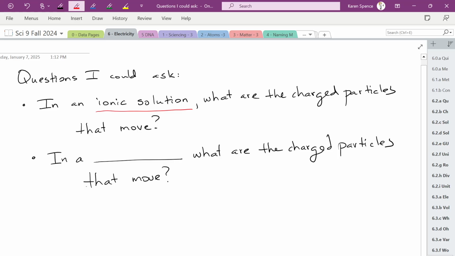Metallic solution? Ooh, metallic solution, not quite, but you're on the right track. They don't move in covalent ones. Metals don't actually form solutions, but we could just ask about ions? Is that what you said? Oh, no, because there's no such thing as ions on their own.